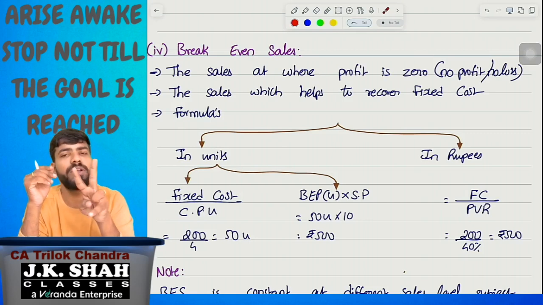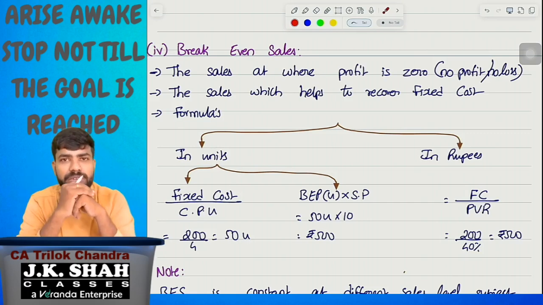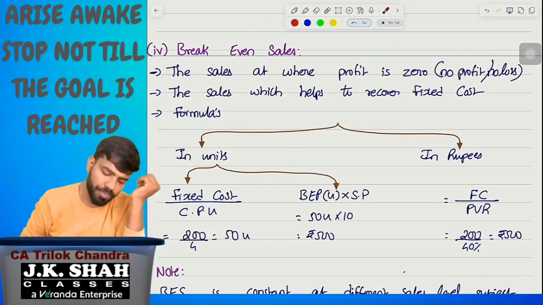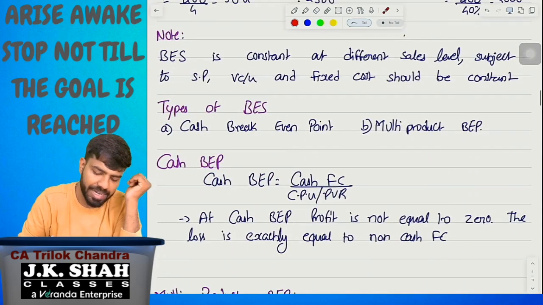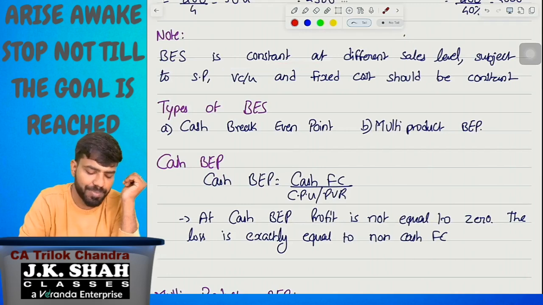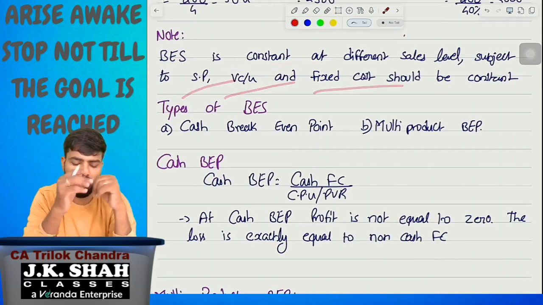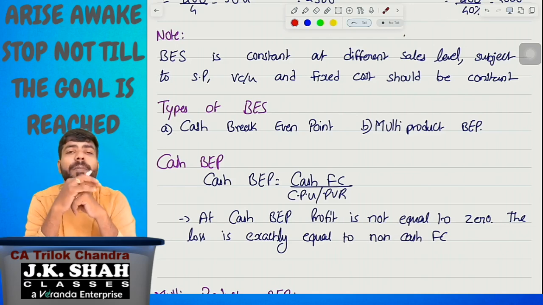To recover the 200 rupees, how many units to be sold? 200 divided by 4, 50 units. All of you clear? Understanding? Okay, now see here. It is the sales at which profit is 0, the sales which helps to recover the fixed cost. Formula is this, and here I have given the assumption. Break-even point is constant at different sales levels, subject to selling price, variable cost, and fixed cost being constant. It is the time to learn the types of break-even sales.